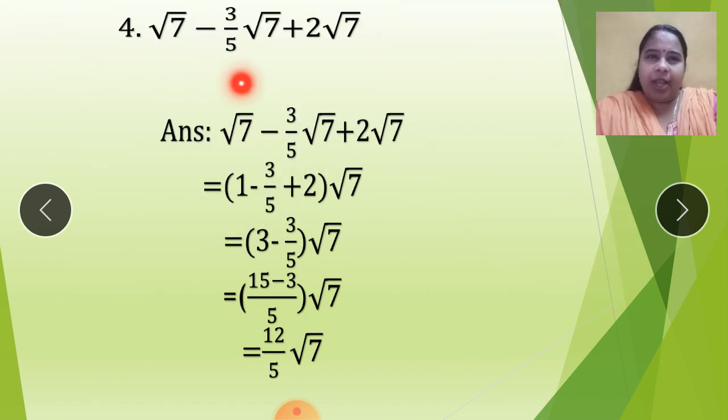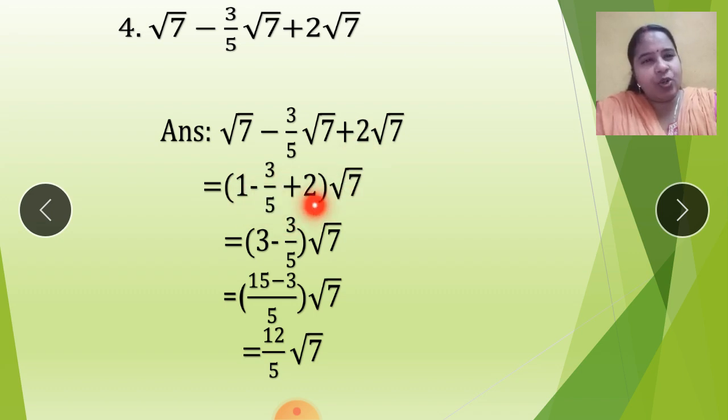Root 7 minus 3 upon 5 root 7 plus root 7. Now there is no problem in this sum except that this is a fraction. Don't get afraid at all. First thing is root 7, root 7, root 7. Take that common outside. Now from here if I take root 7 common, what will be left? Nothing left, see? So I am writing 1. From this part if root 7 is common, what will be left? Minus 3 upon 5. From this part if root 7 is taken, plus 2.